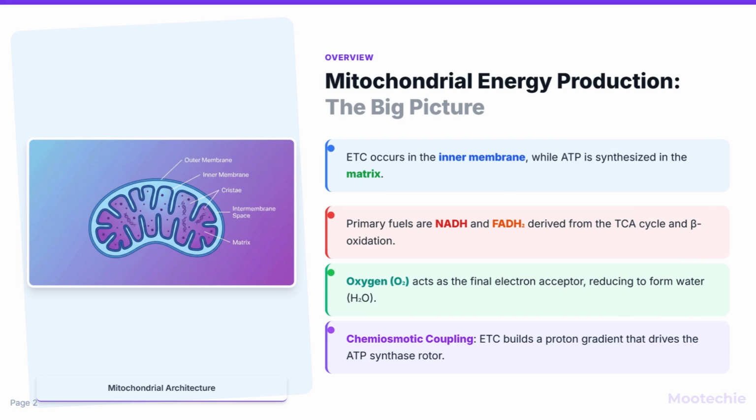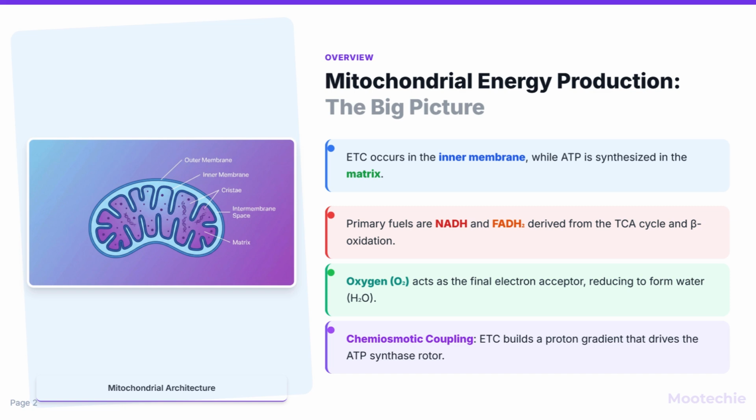Now let's move on to the big picture overview of mitochondrial energy production. The electron transport chain occurs in the inner membrane, while ATP is synthesized in the matrix. The primary fuels are NADH and FADH₂, which are derived from the TCA cycle and beta oxidation. Oxygen, or O2, acts as the final electron acceptor, reducing to form water, H2O. The entire process is driven by chemoosmotic coupling, where the ETC builds a proton gradient that powers the ATP synthase rotor.